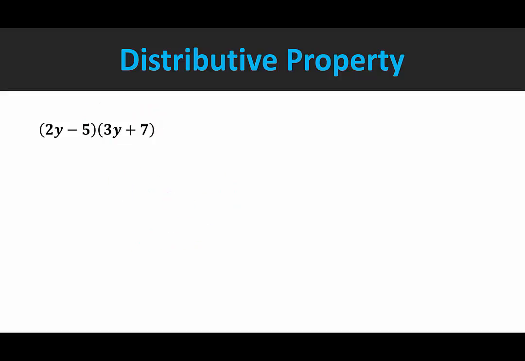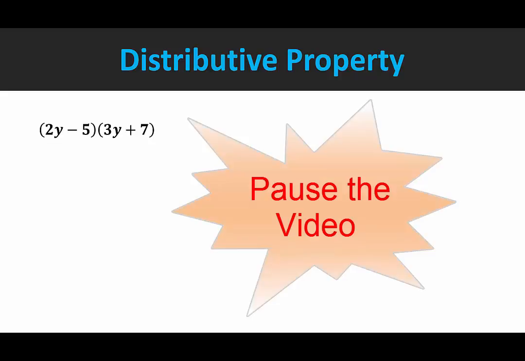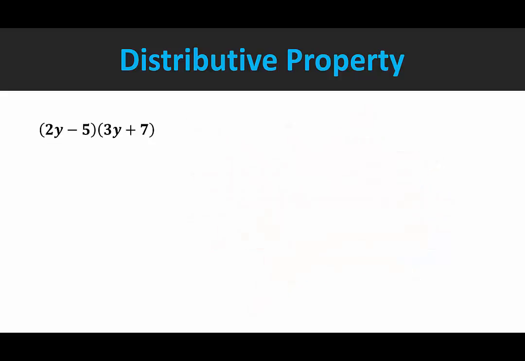Here's another example. Why don't you try this one on your own? Draw on your arrows and do the multiplication. Go ahead, hit pause and try it on your own. Alright, so first set of arrows, 2y and 3y multiplied together is 6y squared. 2y times 7 is plus 14y.